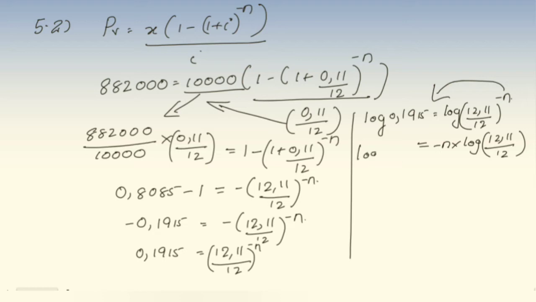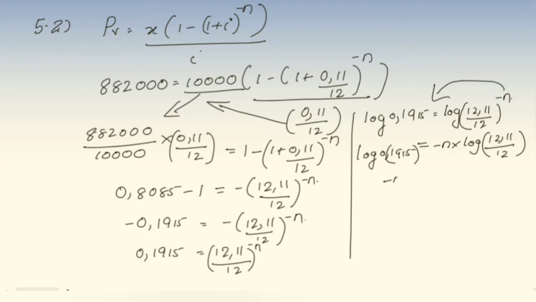Decide log 0.1915. That fraction, 12.11 over 12, you can even change it into a decimal. There is no problem. Therefore, minus n. Now it is something like a linear equation. You have to solve and find the value of n.